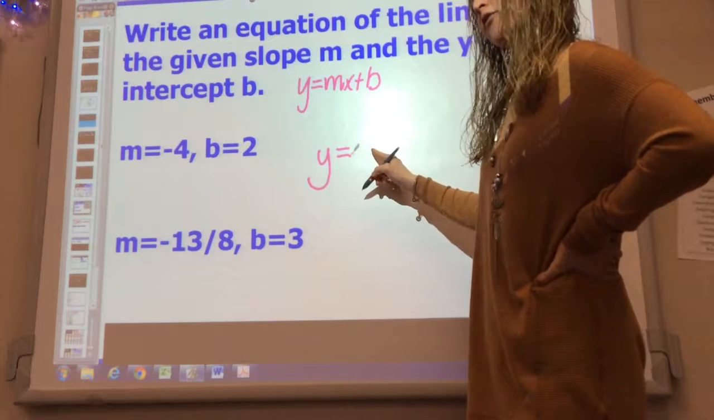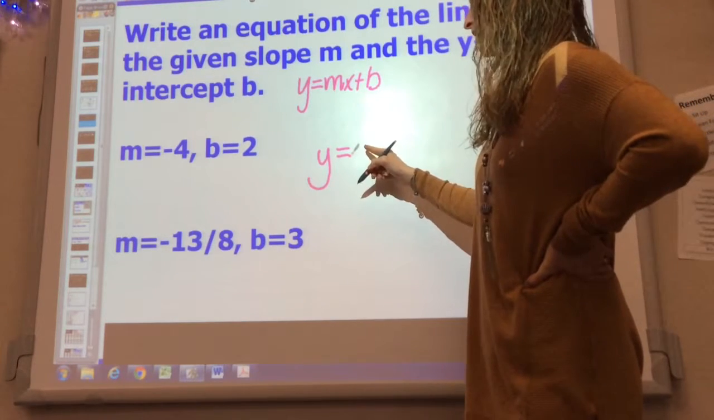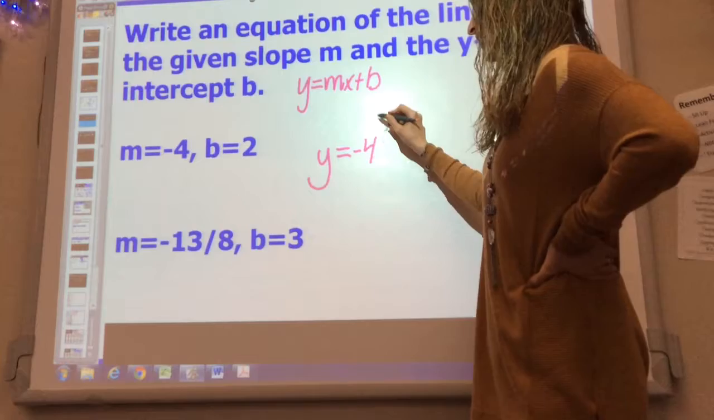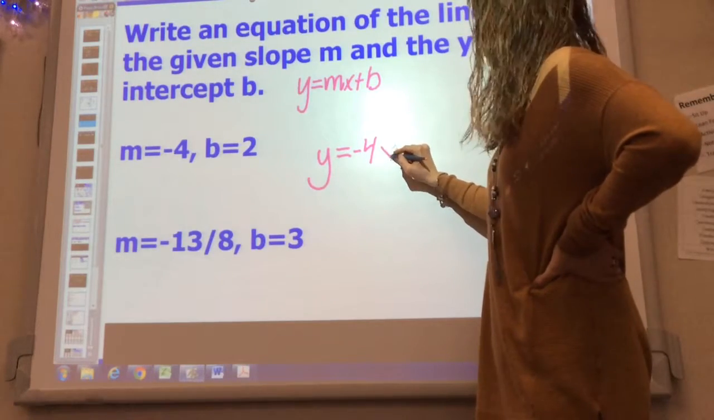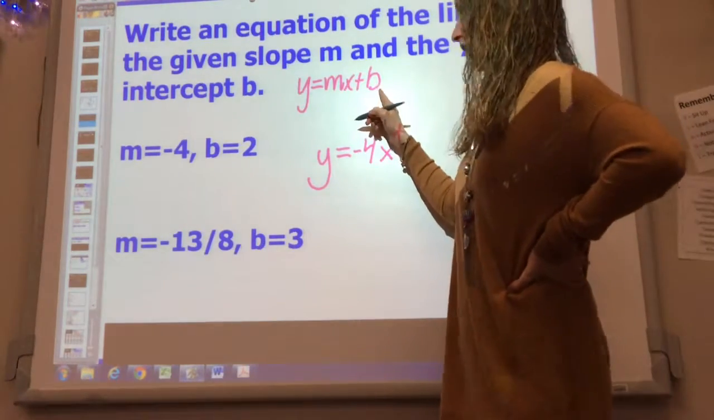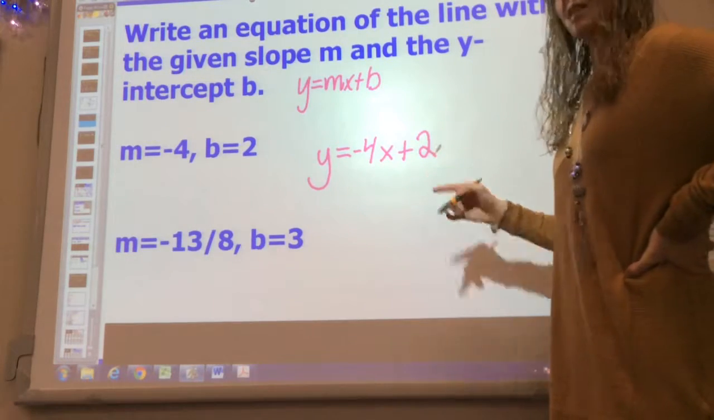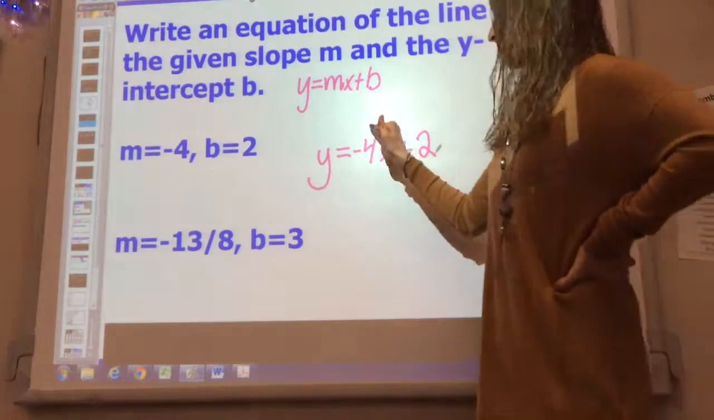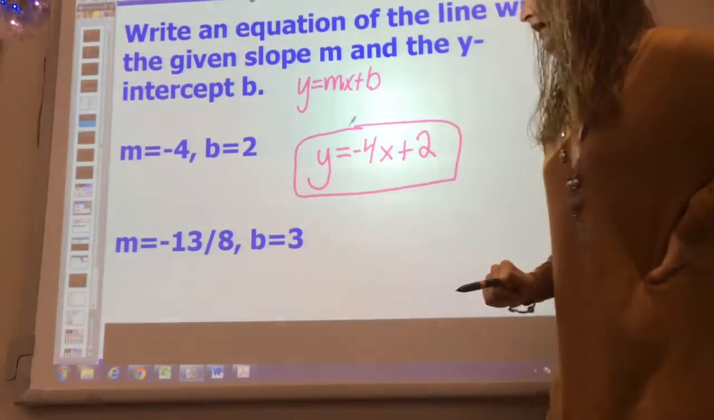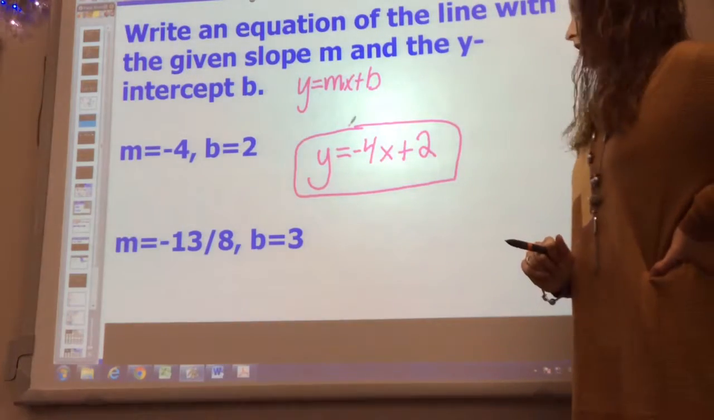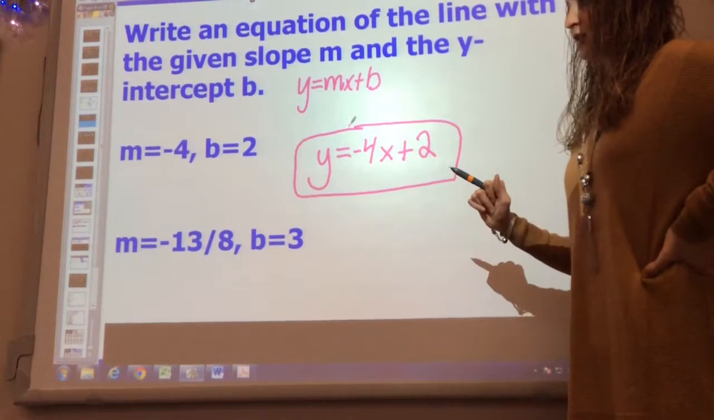Are we plugging anything in for m? Yeah, what are we plugging in? Negative 4. Great job. Are we plugging anything in for x? No, so we just keep that the same. And then are we plugging anything in for b? Yeah, what are we plugging in? 2. And that's as easy as it gets. So you just plug in the slope and the y-intercept. I love that you fixed it and you kept on trying.